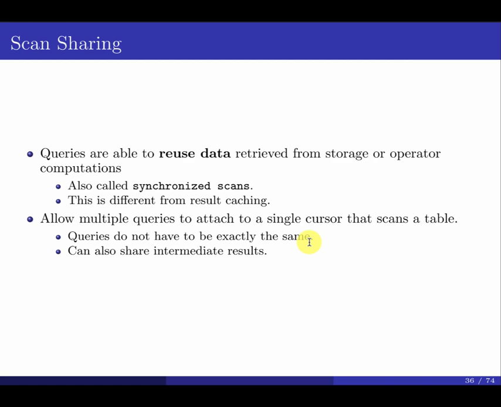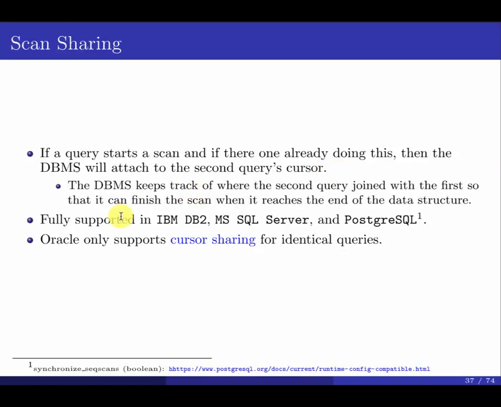In this case, for example, select the sum of some attribute from a specific relation, or select count star from the same relation. As long as you access the same relation, not the exact same query, some queries can share intermediate results. Not all database management systems allow you to do that. This kind of query or scan sharing is fully supported by DB2, SQL Server, and Postgres, though they have different names. Oracle only supports cursor sharing for identical queries, which must be the same query accessing the same data.